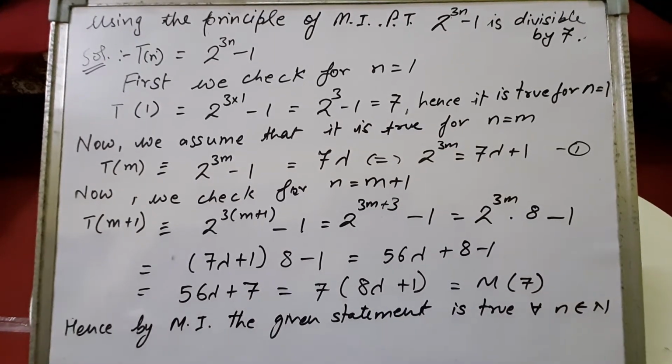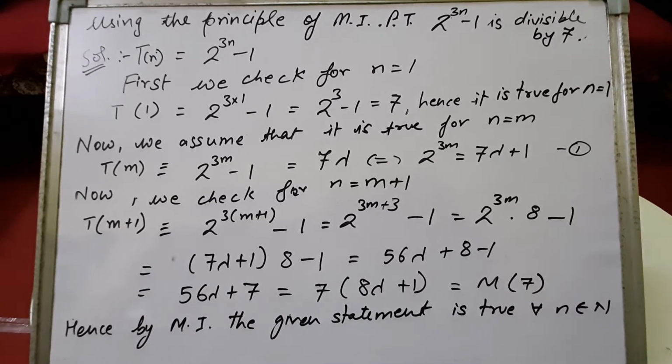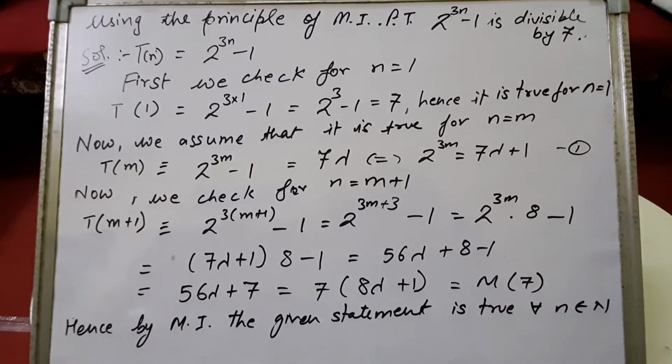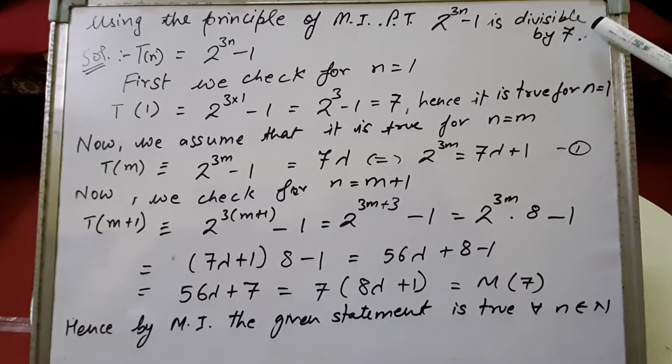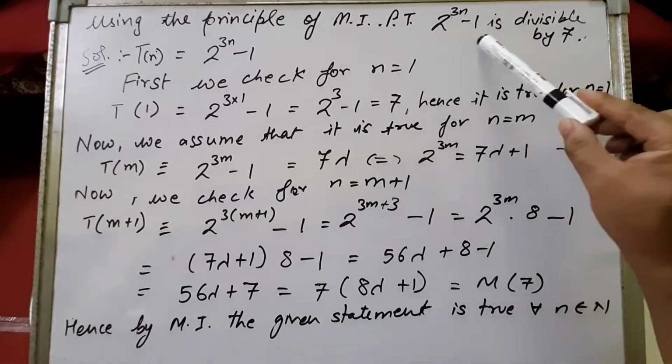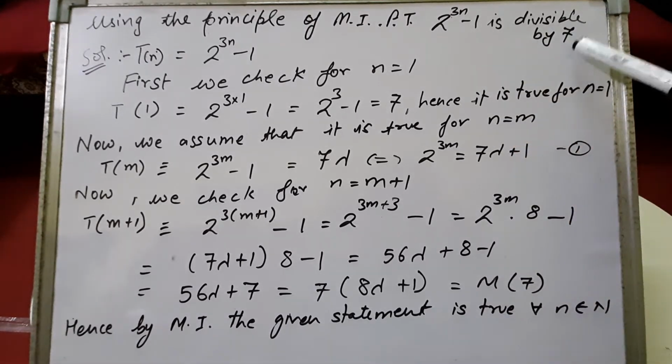Now let's see another sum, children. In this sum, it is given that using the principle of mathematical induction, prove that 2 to the power 3n minus 1 is divisible by 7. We have to prove that this mathematical statement is true or not. And if it's true, we have to use mathematical induction to prove that 2 to the power 3n minus 1 is divisible by 7.